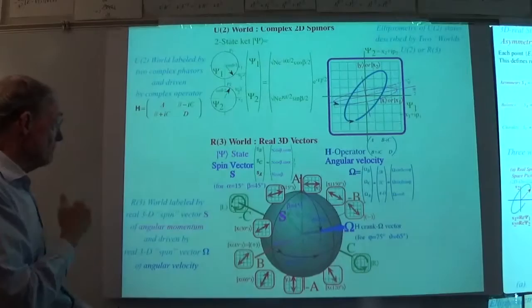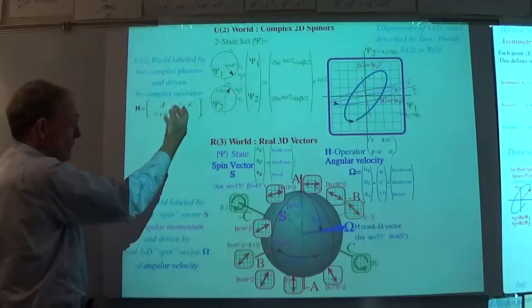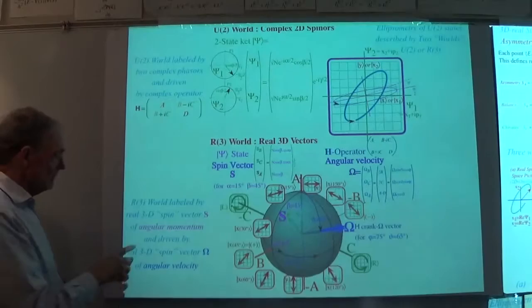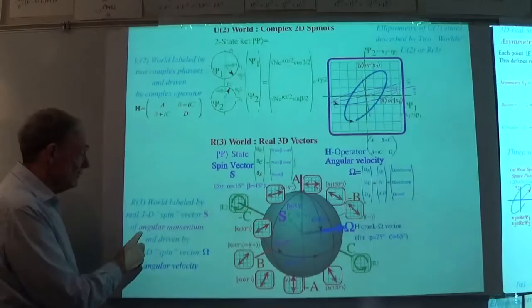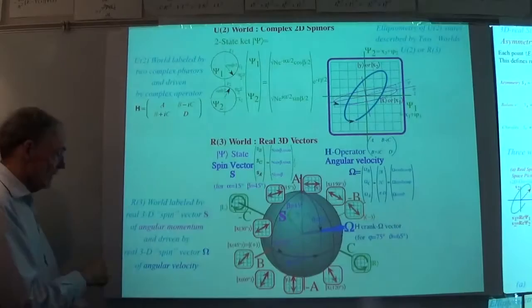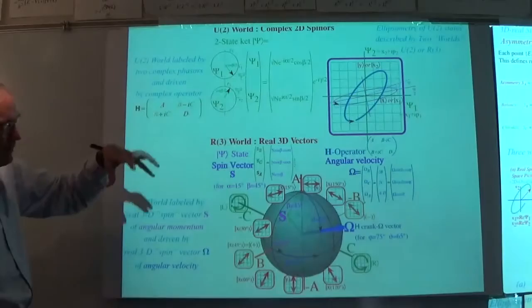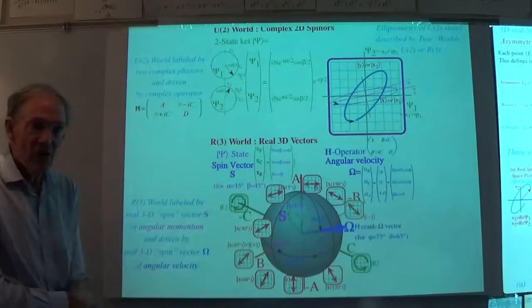So the U2 world complex driven by this Hamiltonian, R3 world labeled by a 3D spin vector or just a point on a sphere. You have to tell what the amplitude is, but that usually doesn't change that much, and if it does, fine, that's part of the dynamics. But the idea is the angular momentum instead of angular velocity comes up there, and it's driven by that angular velocity, omega. That's your crank vector in this Euler angle machine that sits outside of the sphere and is ready with its suction cups to grab the sphere and turn it. Or it could be a magnetic field.